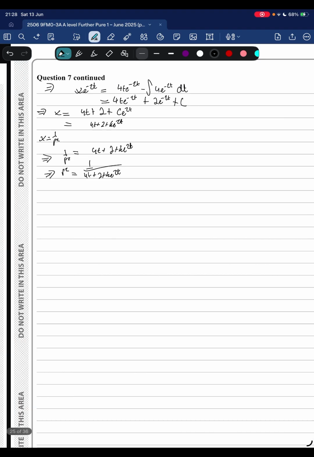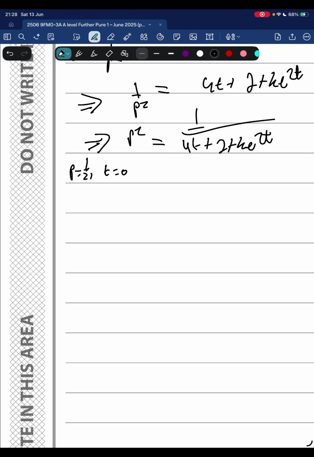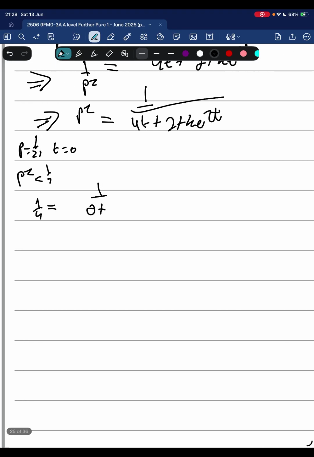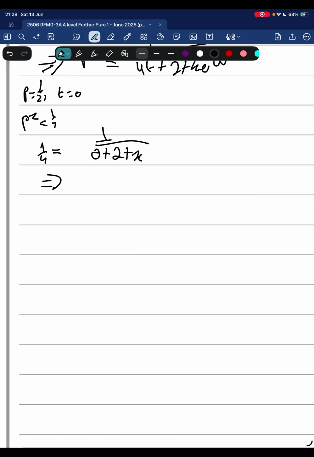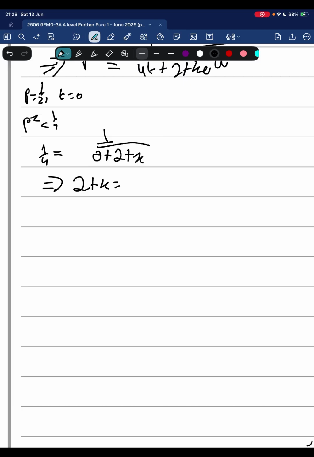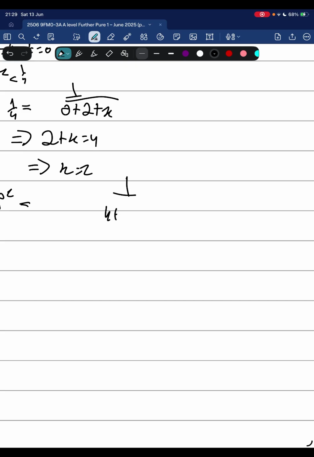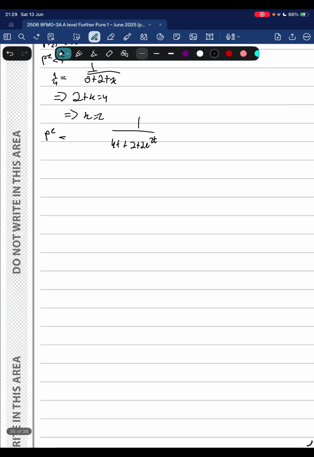So we want to use our boundary conditions now to find k. So p equals a half when t equals 0. So p squared is a quarter. So a quarter equals 1 over 0 plus 2 plus k. So that implies 2 plus k equals 4. That implies k equals 2. So p squared equals 1 over 4t plus 2 plus 2e to the 2t. And so that's that part done. Okay, so we want the solution. So p is just going to be the square root of this.